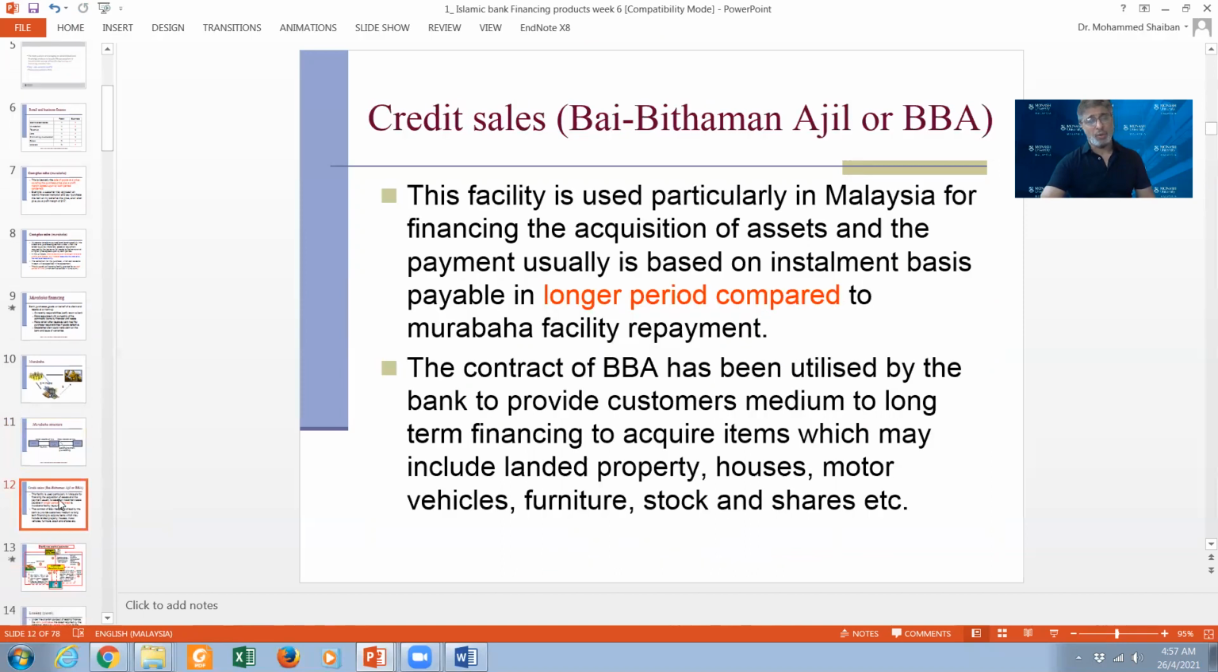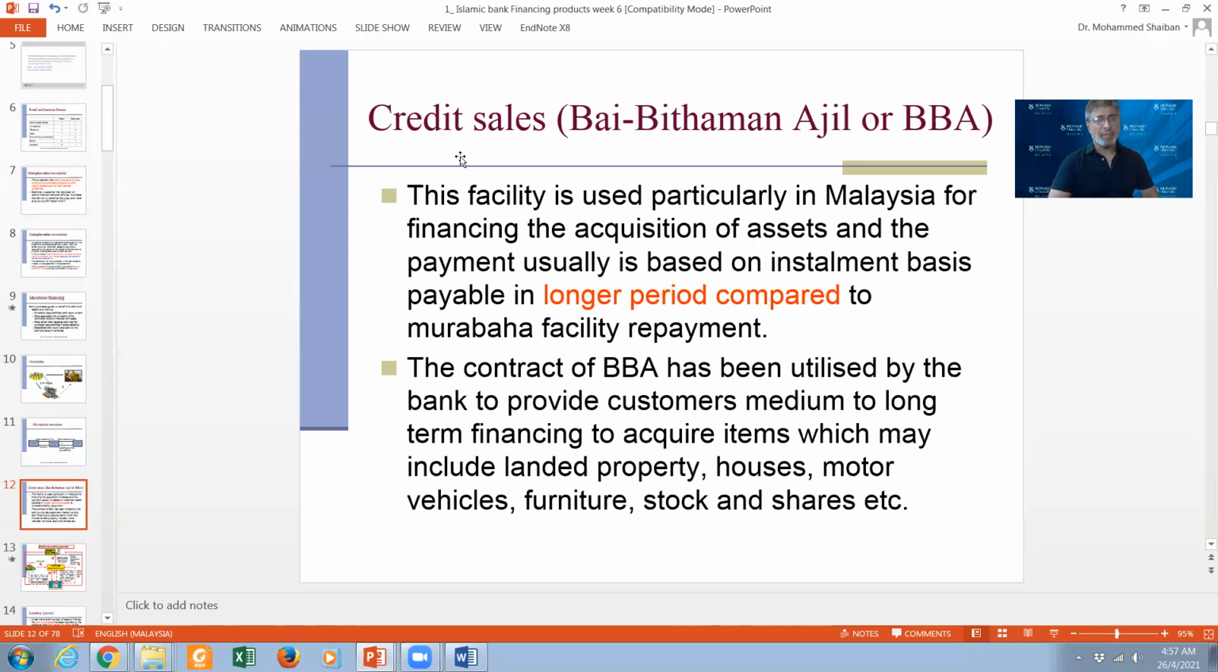Now we have another cost plus, which is another murabaha, but in Malaysia we call it BBA, which is bay' bithaman ajil, which means it's another murabaha, another cost plus. However, we use this for housing and for long-term purchases. It's not a lump sum. You have to pay it on a monthly basis.